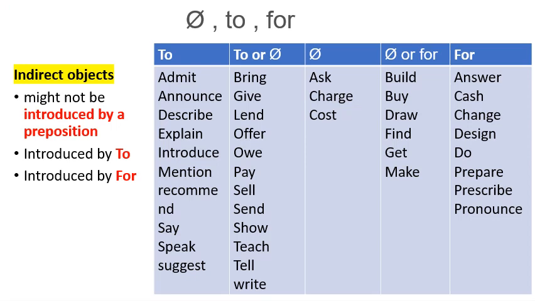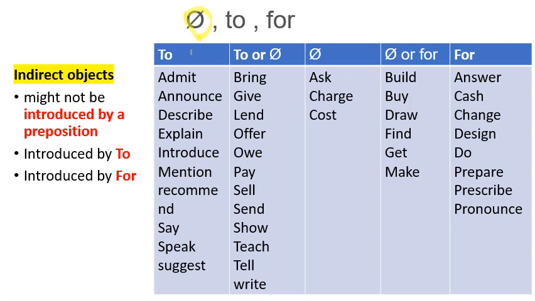Right. These indirect objects can be preceded by to, can be preceded by for, or not be preceded by any preposition. You see this mark refers that they are not preceded by any tool, neither for nor to. So the indirect object might not be introduced by a preposition, or they might be introduced by to, or they might be introduced by for. This column is very useful. In the to column, this is the same column which is in your book.